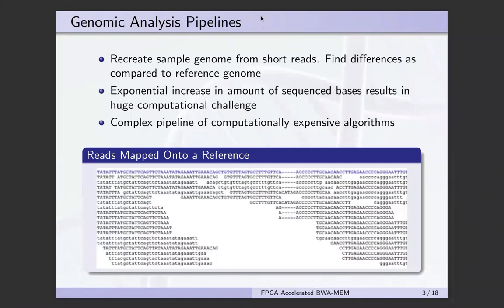First, we start with a background about genome sequencing. In next generation sequencing, a DNA sample is sequenced into rather short reads of about 100 to 150 base pairs. And these short reads are first mapped into a reference genome to reconstruct the DNA of the sample. And then we use this reconstructed DNA to be able to identify differences between the sample DNA and the reference DNA.